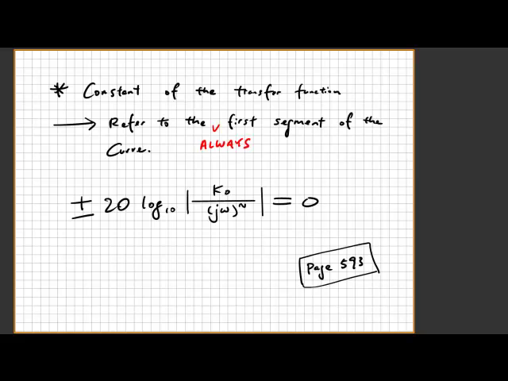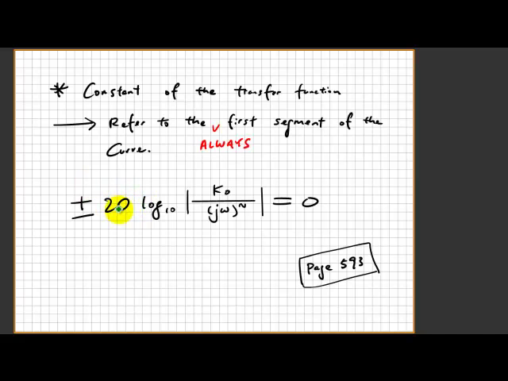As you can see from this first page, the constant of the transfer function will always be based upon the first segment of the curve, and it will always be based on this equation that can be found on page 593. I'm just going to use this equation to find the constant value. As you can see, the plus or minus here really depends upon the first segment, whether it is a positive slope or a negative slope. So you have to apply this carefully, because that will determine the y value, which is the transfer function.